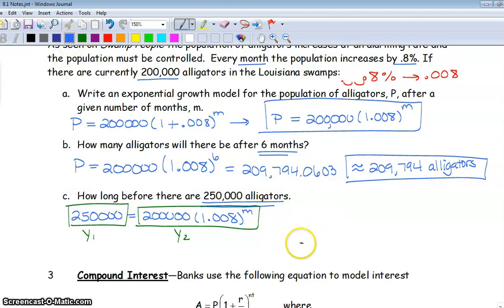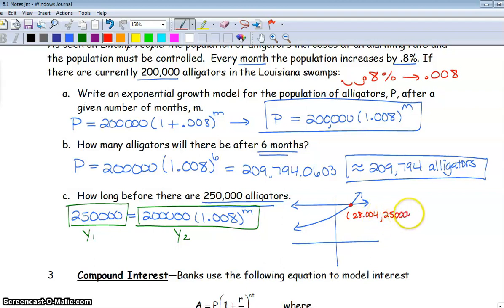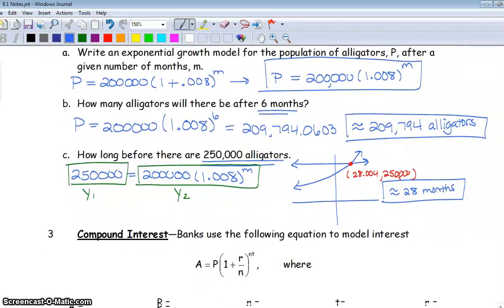So we're going to do a sketch of this. Since we solved by graphing, sketching the graph is showing your work. We've got our horizontal line, we've got our growth model, and then we label that intersection point as 28.004, comma 250,000. That means it's going to be about 28 months when the population of alligators goes from 200,000 to 250,000.